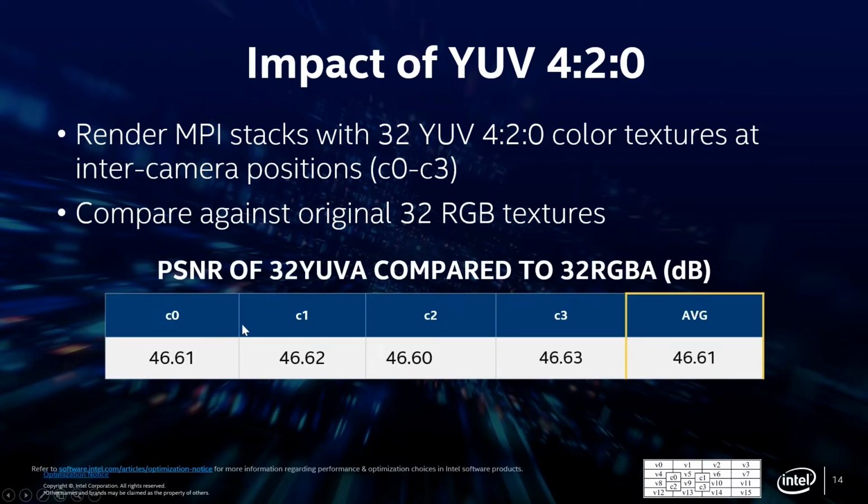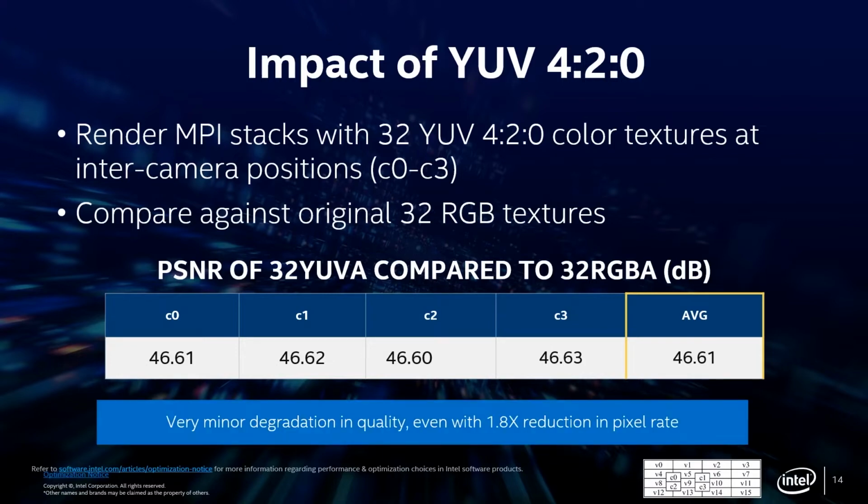And so here are the results for the intermediate camera positions of C0, 1, 2, and 3. You can see they're all pretty similar here. And these PSNR values are pretty high. So we can see there's not a real big loss in quality when we convert from RGB to YUV, which is a good result. And it's worth mentioning that this is a very minor degradation in quality, but we're able to reduce the pixel rate by 1.8x, and that's because we're doing a chroma subsampling, a color subsampling, as we go from RGB to YUV420.